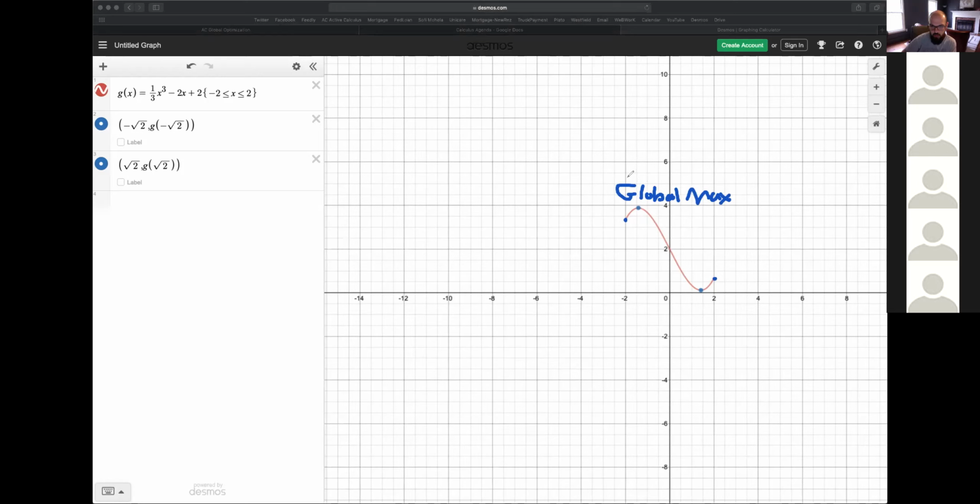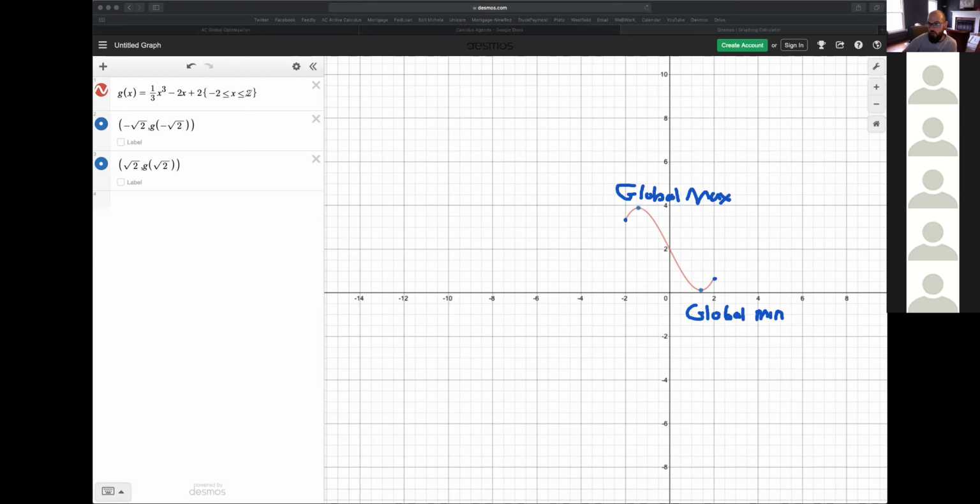And now down here, this point is my global min. So you can see that this depends on our domain an awful lot. So what we have to do is consider not only our critical points now, but we also have to consider our endpoints, because it changes what our domain is. So this would be my global min value.